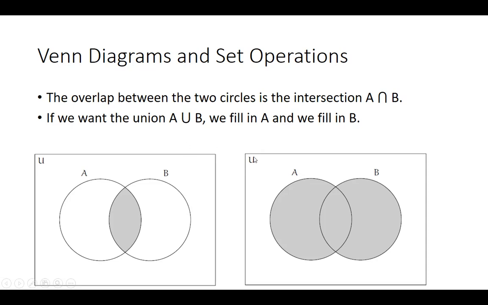If we want the union, A union B, then it is in A or it is in B. So we fill in A and we fill in B, which includes the overlapping area, but it's not just the overlapping area. If it helps, union is a joining. We join together all of A and all of B in union. A and B, the intersection, are just where they intersect.